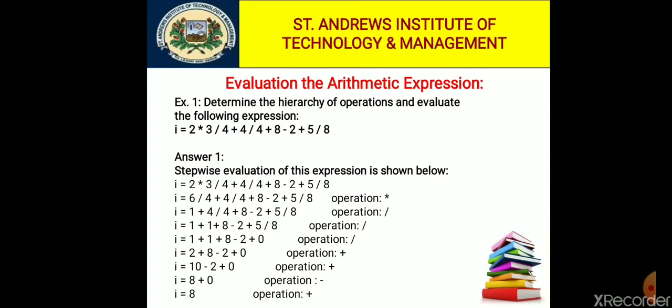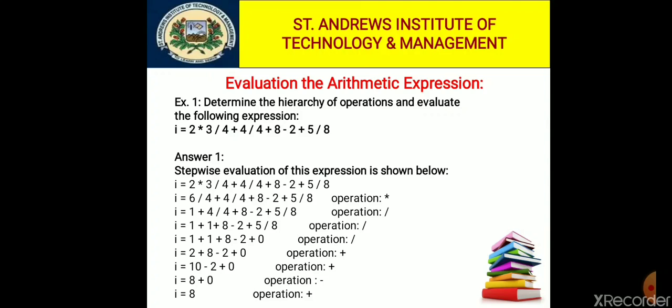So 6 divided by 4 is 1 point something, but here it is arithmetic operators and it will apply only on integer value, not on a float value. So if we divide 6 by 4, then it is 1 point something. So we will use only integer value, that means 1. We are not using float value. So 6 divided by 4 means 1, plus same expression 4 divided by 4 plus 8 minus 2 plus 5 divided by 8. Then we will calculate second expression.